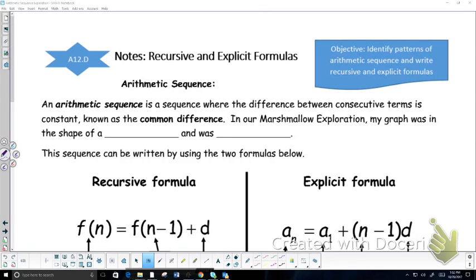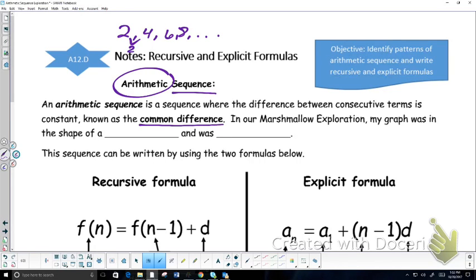Okay, we're going to continue to look at a sequence. Remember, when you're talking about a sequence, it's just a list of numbers. So, for example, you could say 2, 4, 6, 8, and you could continue this. This is just a list of numbers, okay? For it to be an arithmetic sequence, it has to have a common difference.